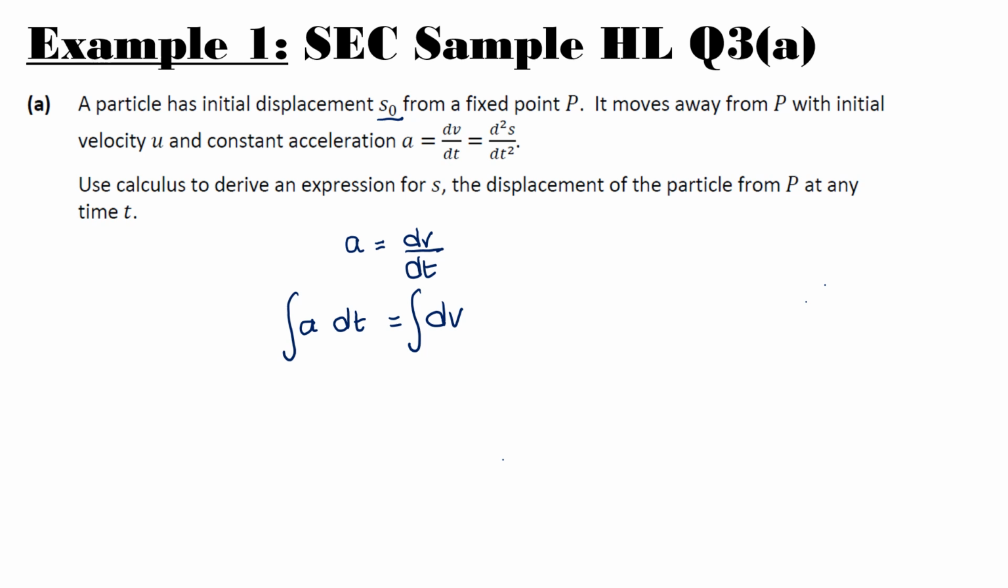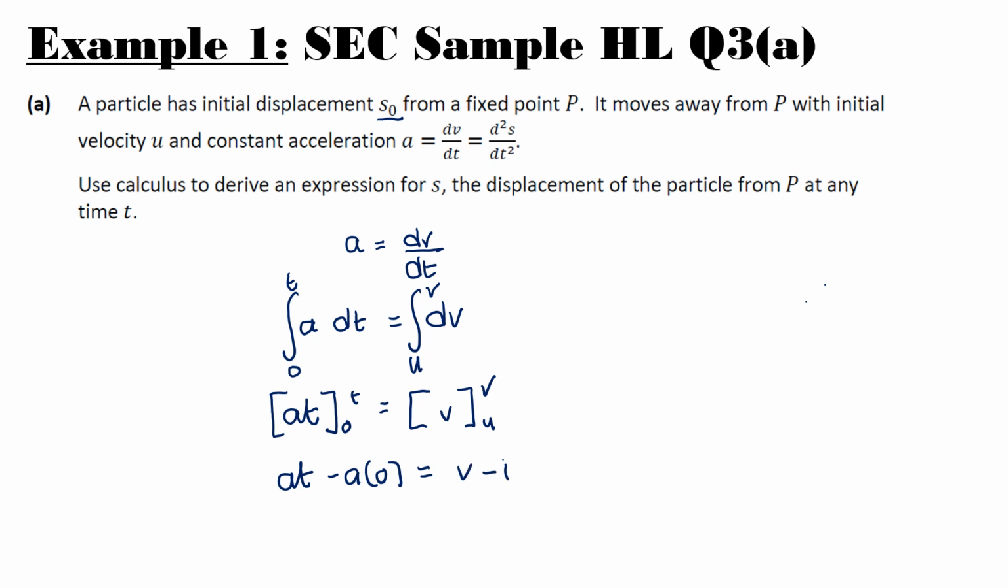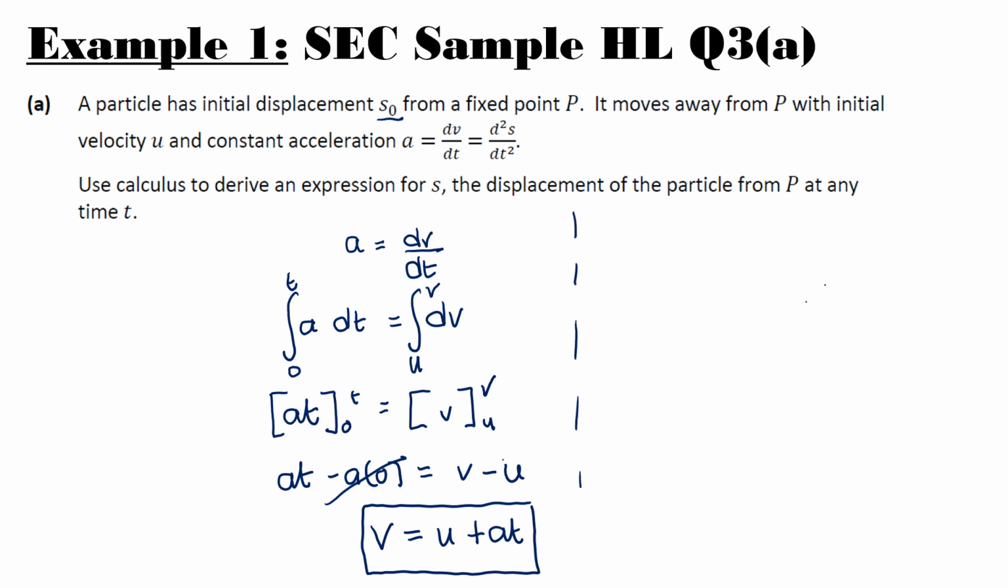So when we put our limits of integration here, when time is 0, our velocity is the initial velocity, which we label u. And when time is t, so at some point in the future, we have the final velocity, which we have the letter v for. So on the left-hand side, we get at, evaluated between 0 and t. On the right-hand side, we get v, evaluated between u and v, giving us at minus a times 0 is equal to v minus u. Rearranging that, we get v is equal to u plus at, which is a formula for the velocity at any time t.